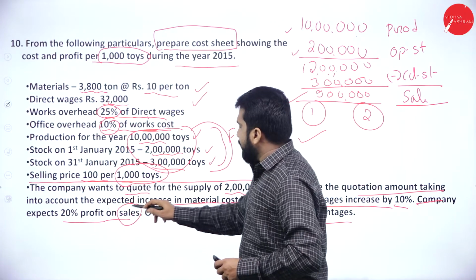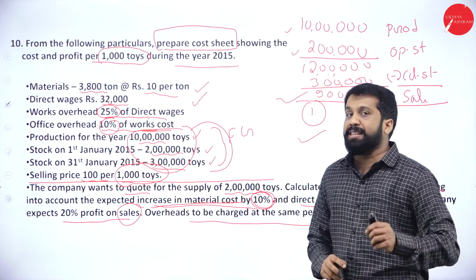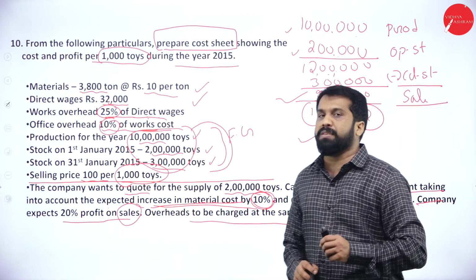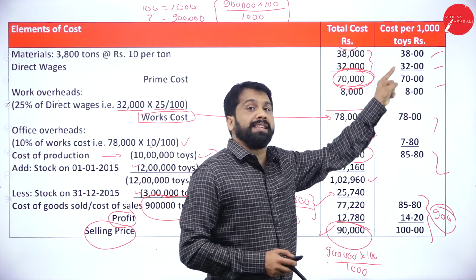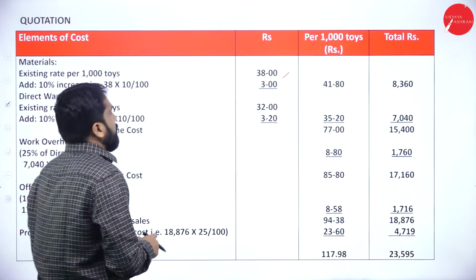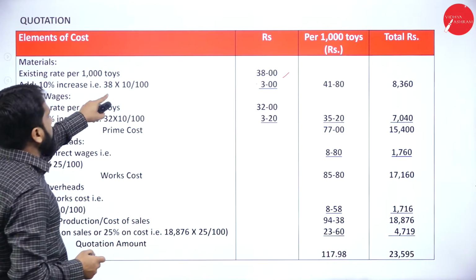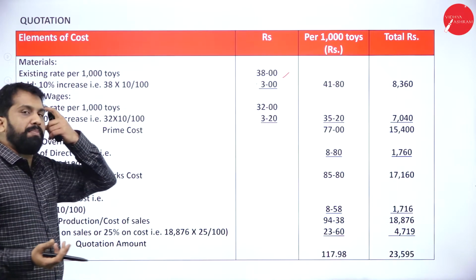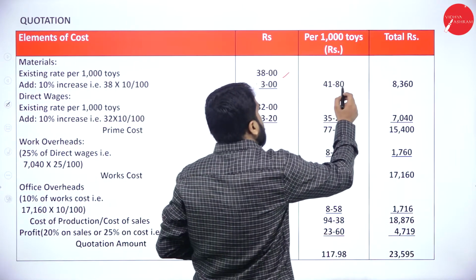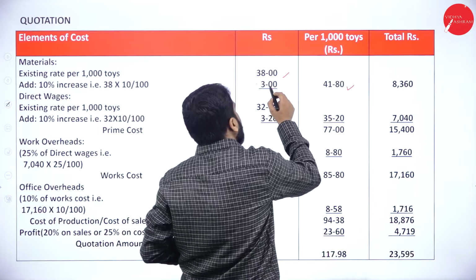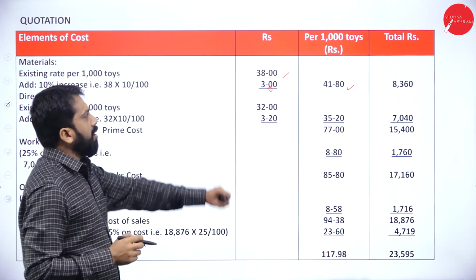So, taking into account the expected increase in material cost by 10%. Earlier it was 38. Now 10% increased. 38 plus 10%, how much will it be? 38 into 10 by 100, it will be around 3.8. So it will come around 41.80. Hope you understood. So how much you got?